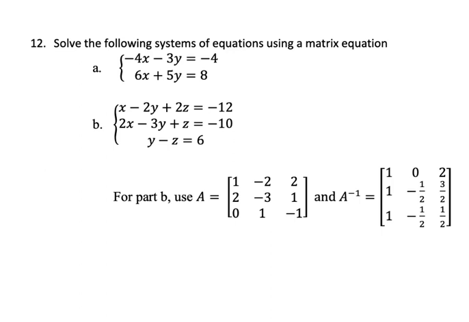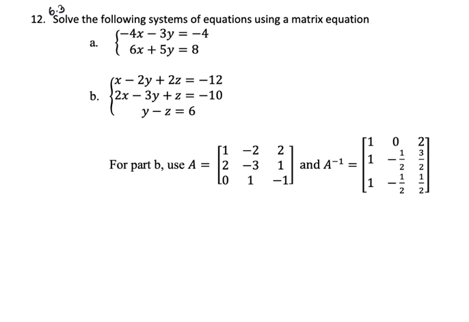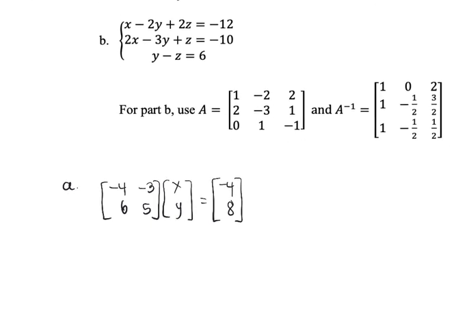Number 12 is from section 6.3. On part A, the first step is to create the matrix equation. Second step would be to find the inverse of this matrix, because we need to multiply by that inverse here and here. So we need to find the inverse of that matrix.